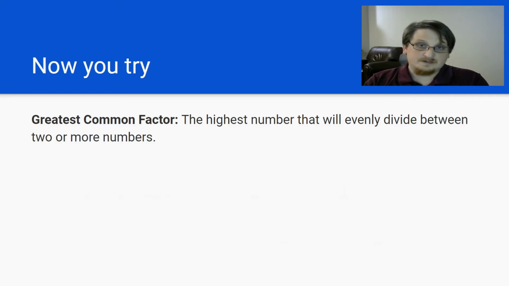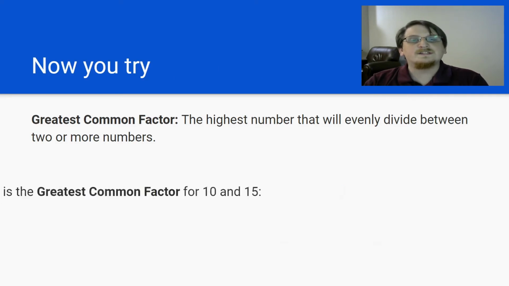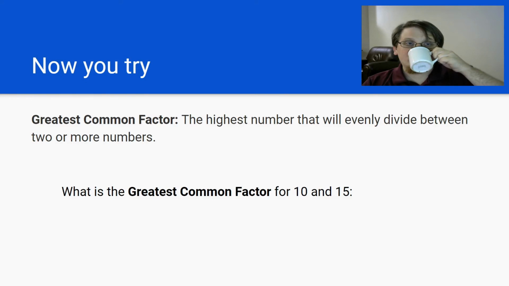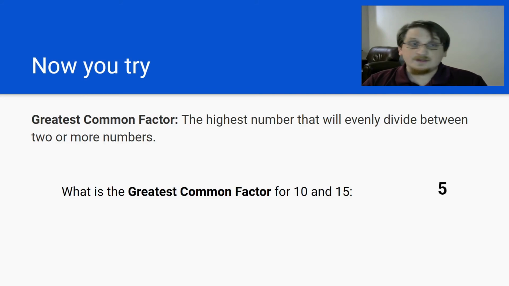So now you try. What is the greatest common factor of 10 and 15? What is the biggest number that they can both be divided by? I'll give you a moment to figure it out. Well, did you figure it out? Did you try? Oh, very good. The answer is 5. That is the greatest common factor.